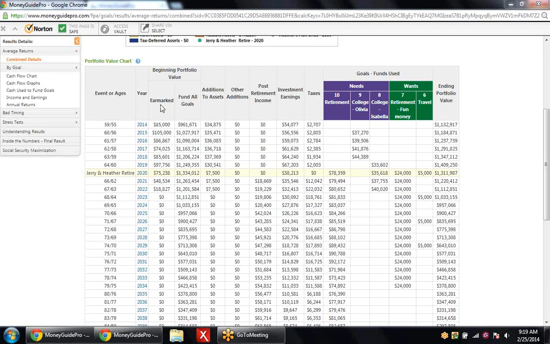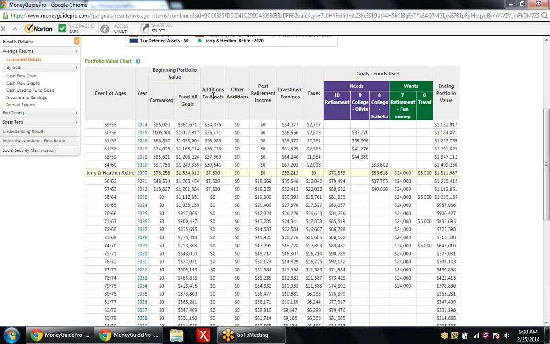Beginning portfolio value is divided into two columns. One is earmarked assets. Earmarked means you attach the assets to a specific goal. For example, if you had a college savings plan, you would attach that to the goal of that child's college. Fund all goals is probably the most common. If you have money in a brokerage account someplace, or you just want to attach it to any goal that you have, it will show up when it funds all your goals.